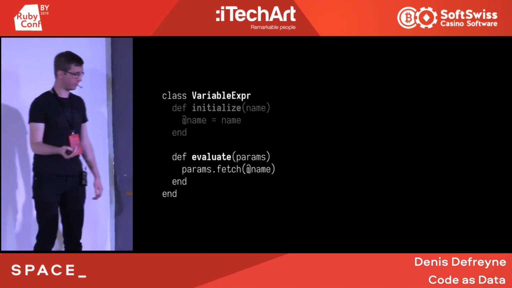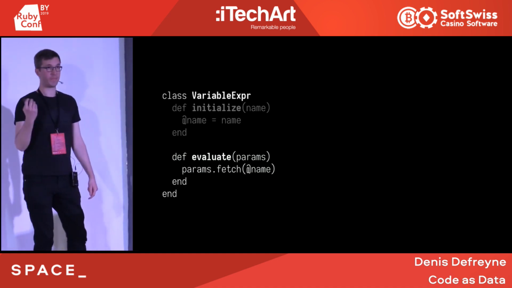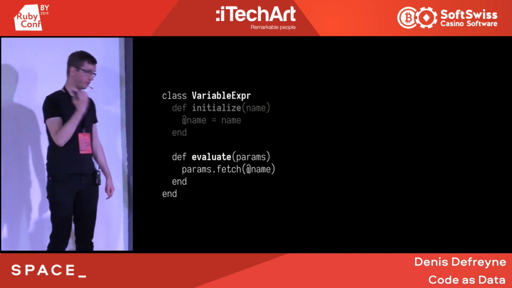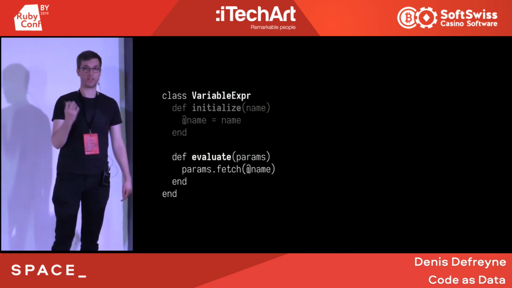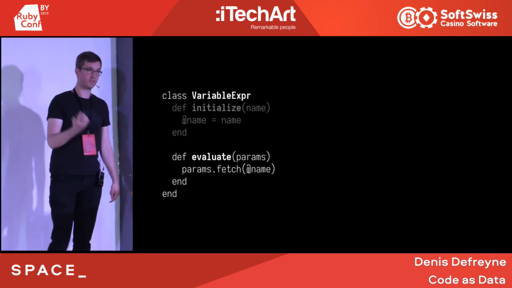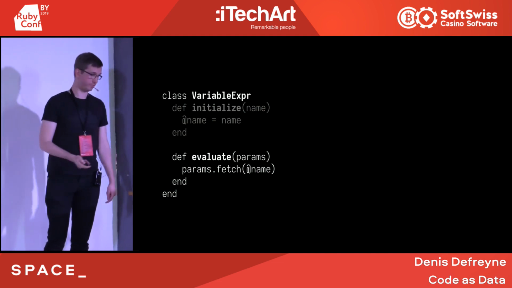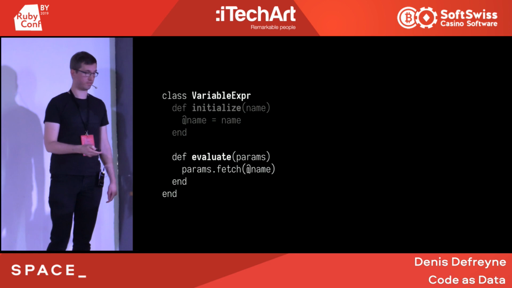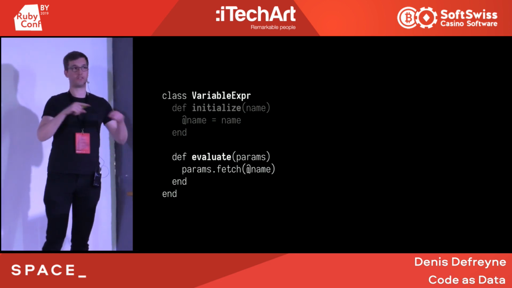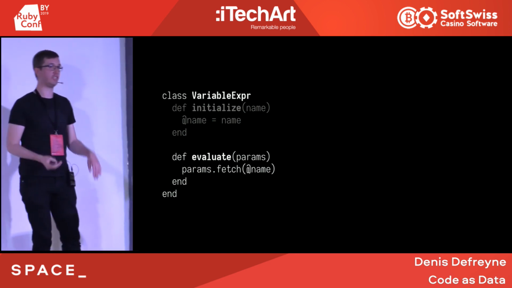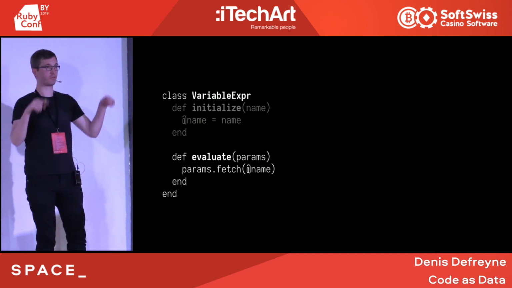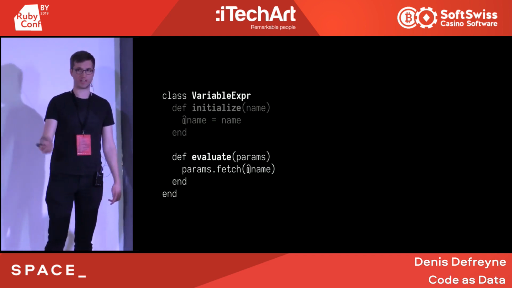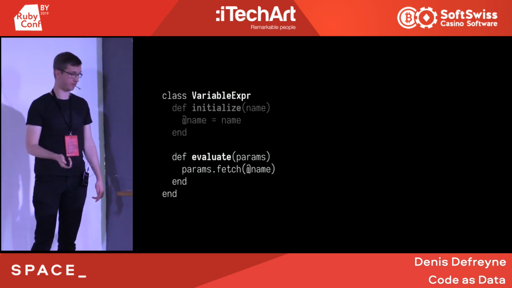So to evaluate the variable expression, we get the value from the parameters for the key that matches the name of the variable expression. So in Ruby, you can use .fetch, which will raise an exception if the key doesn't exist. So it's very similar to square brackets, and I prefer fetch because I like exceptions and I want my code to fail as early as possible.